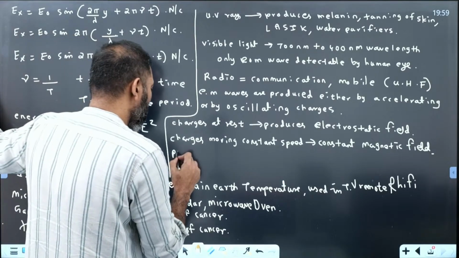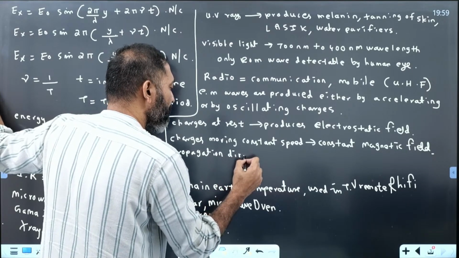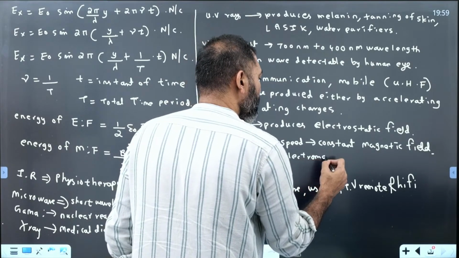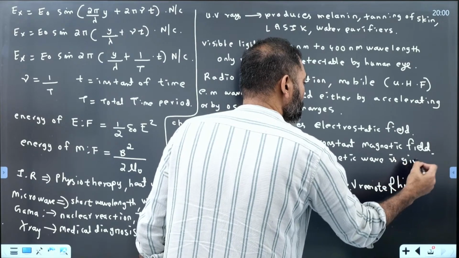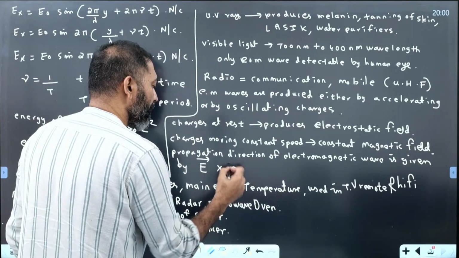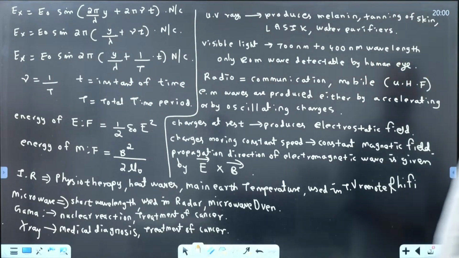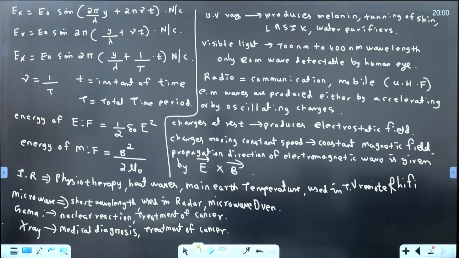Then the propagation direction of an electromagnetic wave is given by E vector cross B vector. Propagation of an electromagnetic wave is given by E vector cross B vector. Any doubt here? Please note it. It's very important.